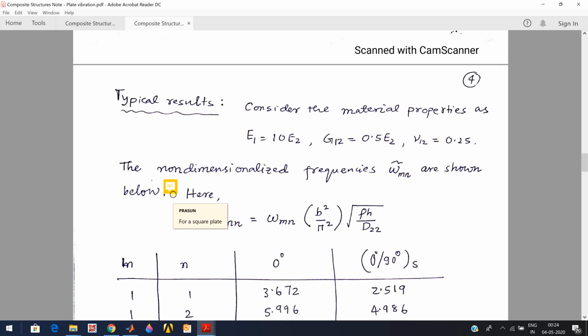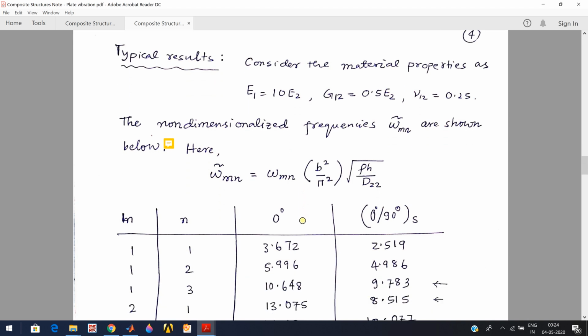So this is just to get some non-dimensional frequency, so that it is easy to compare. And this is your dimensional frequency omega n, and then you make it non-dimensional by multiplying this omega n by b square by pi square, b square divided by pi square times root over rho h divided by D22.